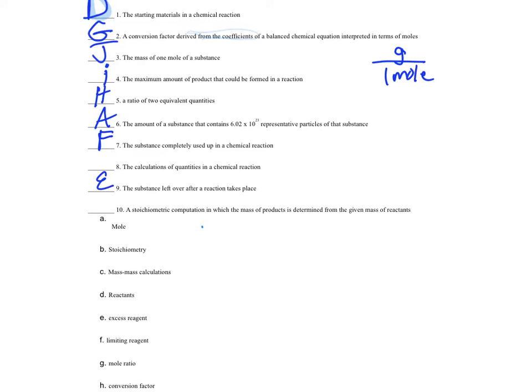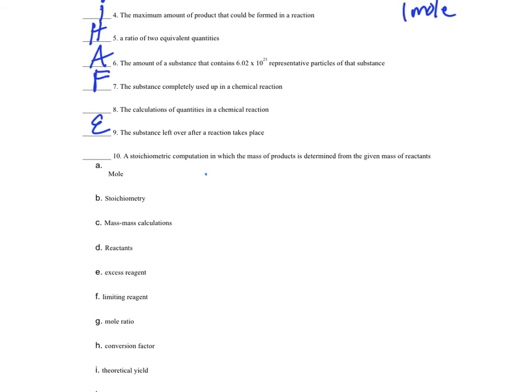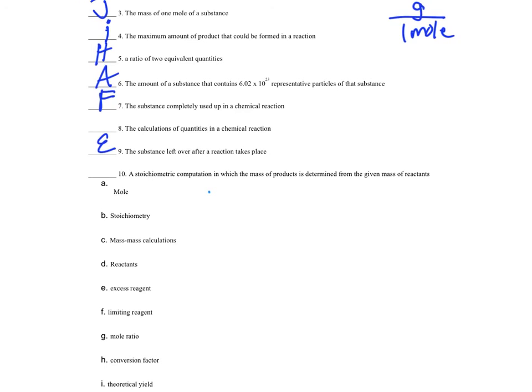Number 8, the calculations of quantities in a chemical reaction. That's just stoichiometry. So we're looking at different quantities. Remember quantitative numbers or the ratios. So that's B. And a stoichiometric computation in which the mass and the mass, so it's gram to gram, that'd be a mass to mass calculation.